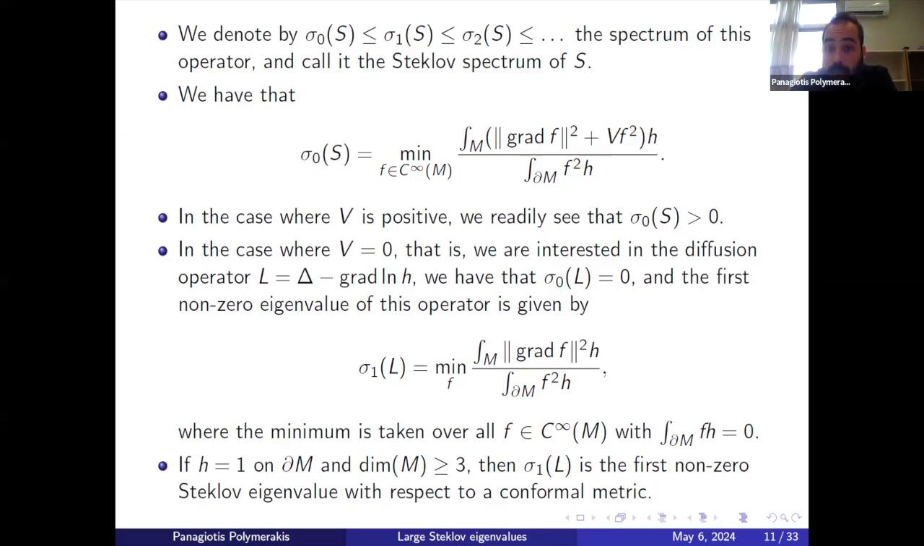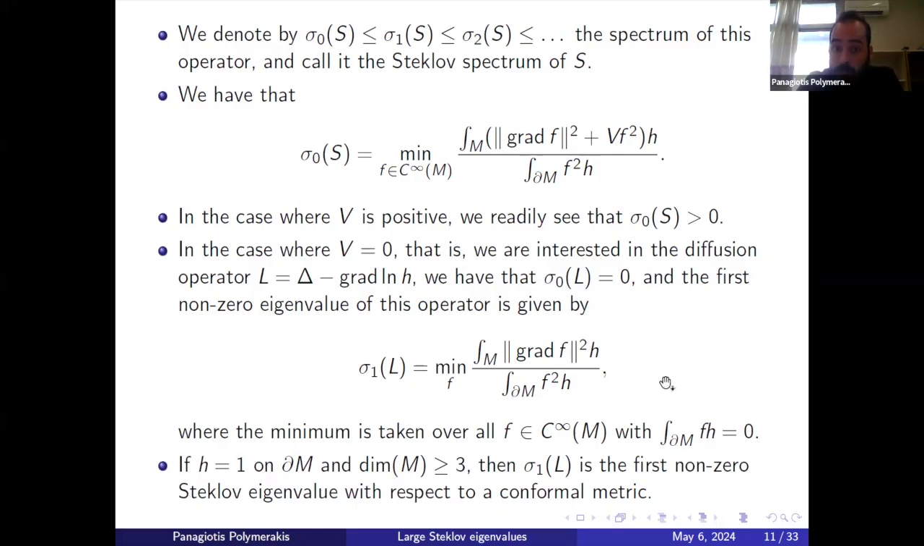In the case where the potential is zero, that is, we have the diffusion operator L, then the smallest Steklov eigenvalue is zero, since constant functions are L-harmonic with normal derivative zero. And again, we exploit Rayleigh's theorem to derive an expression for the first Steklov eigenvalue, the first non-zero value, and that is the minimum of Rayleigh quotients over all smooth functions which are perpendicular to the constant function on this weighted L2 space. That is, the integral on the boundary of f times h is equal to 0.